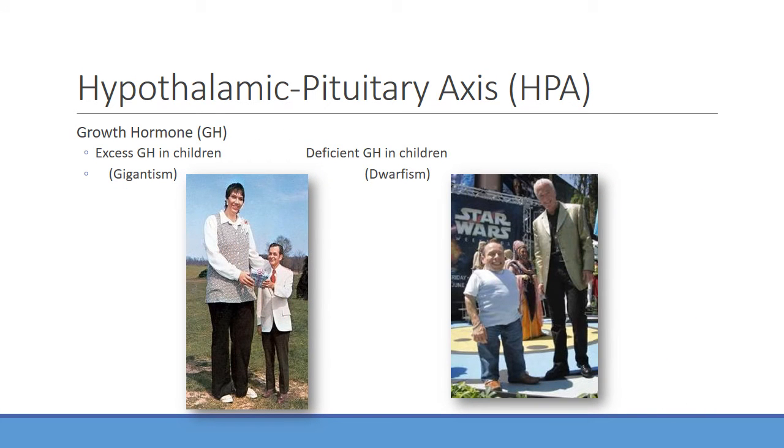And if you see some derangements in this, either you have too much growth hormone. This is where you can see issues with gigantism. Right, so you can have very large individuals get very, very tall, and then also if you are deficient in growth hormone, you can have dwarfism, right?